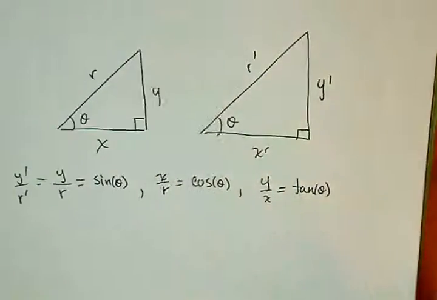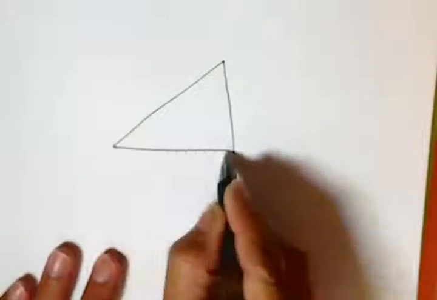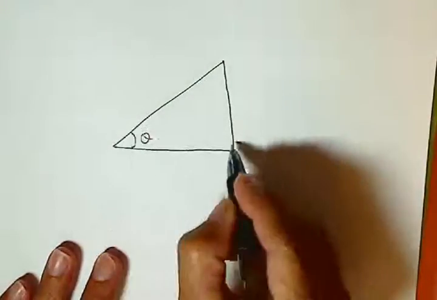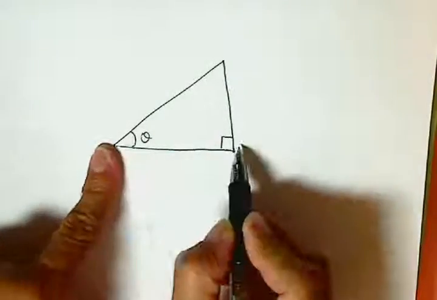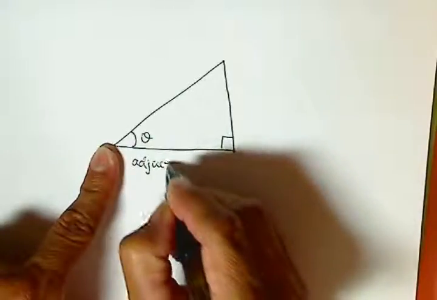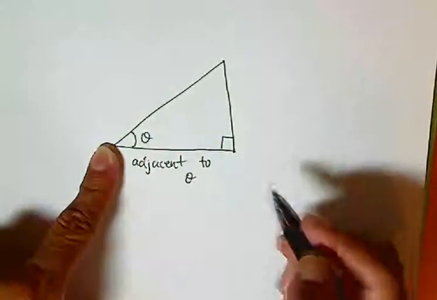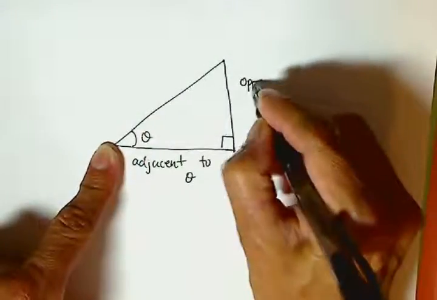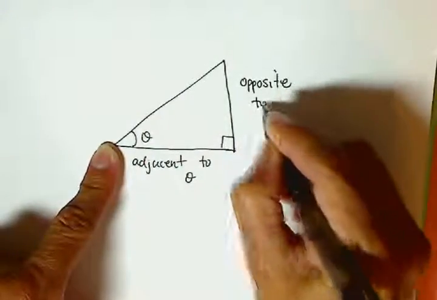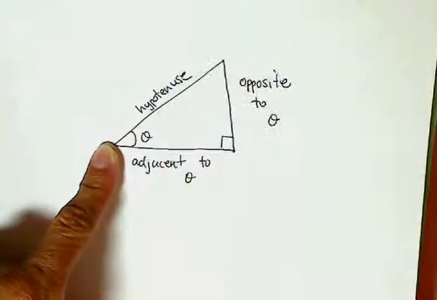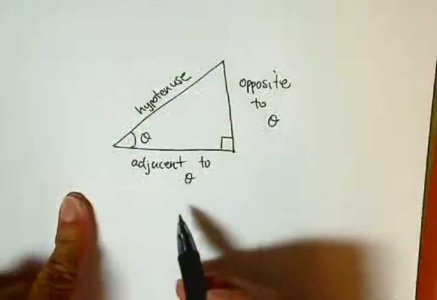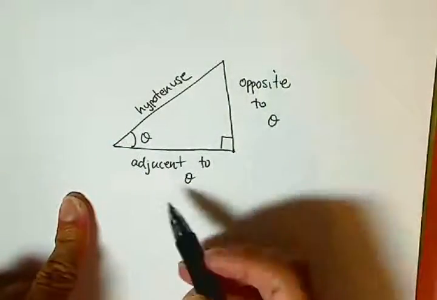Now I don't want you to get caught up on particular variable names, so let's find a way to talk about the lengths of those sides relative to their position with respect to theta. So let's have our right triangle again with that angle theta, and this time let's call this side right here the one that is adjacent to theta, or next to theta. This one right here is the side that is opposite to theta, and this one we'll call the hypotenuse.